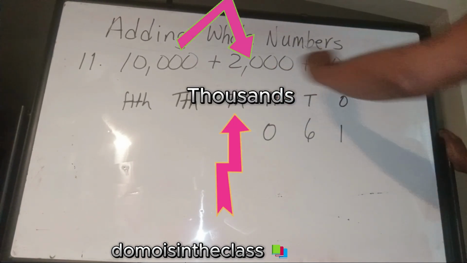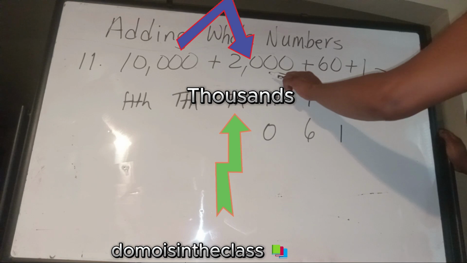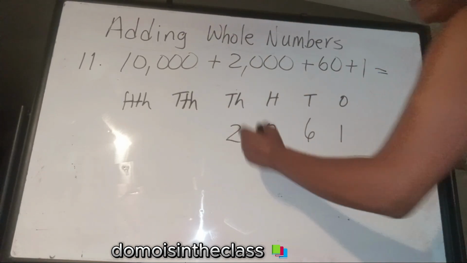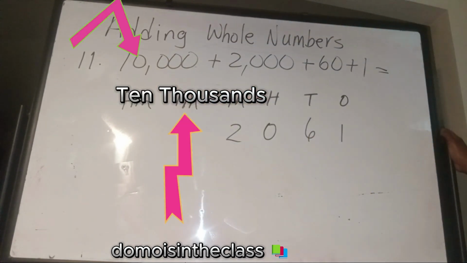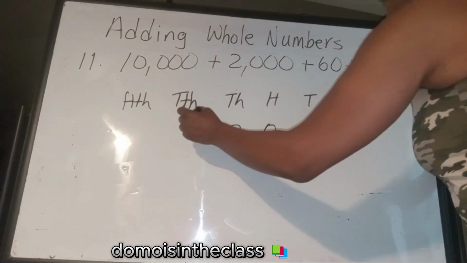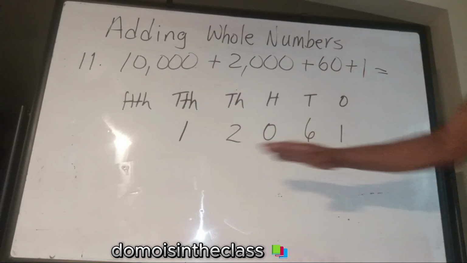Now, do we have any 1000s? We have 2,000. There we go. Don't skip nothing. So we put a 2. And in the 10,000s, how many 10,000s do we have? We only have one 10,000. 1. Right. 10,000 equals one 10,000. All right? And this is how you write it.